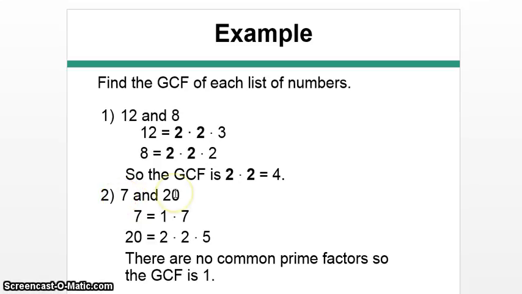7 and 20. 7 equal to 1 times 7. 20 equal to 2 times 2 times 5. These are the product of prime factors. This is also product of prime factors. But there are no common prime factors. So the GCF is 1.